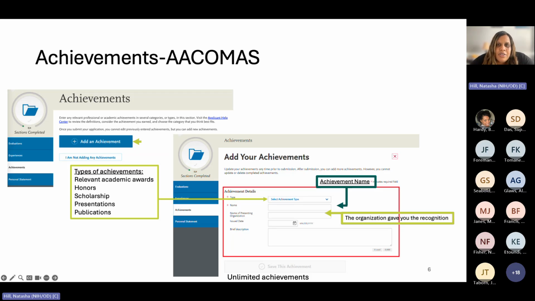And then you're going to tell the organization that gave you the recognition, right? Where did you present this poster? The NIH. Or maybe you presented it at a conference like the Society of Investigative Dermatology. Wherever you were awarded this recognition to present your work, you're going to tell AACOMAS that information as well. You're going to select the issue date, so when did you give the presentation, and then you're going to discuss your experience.